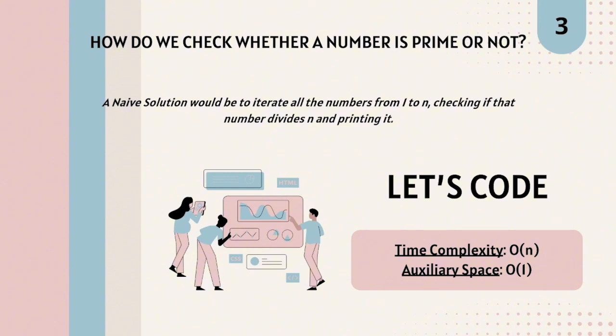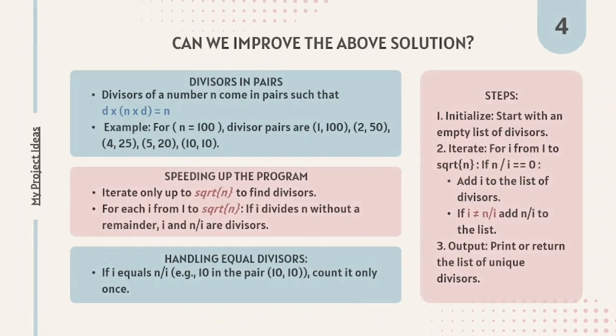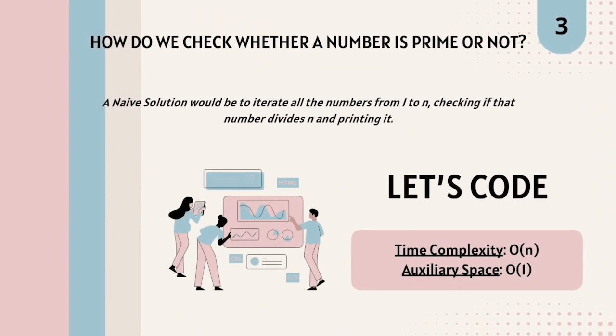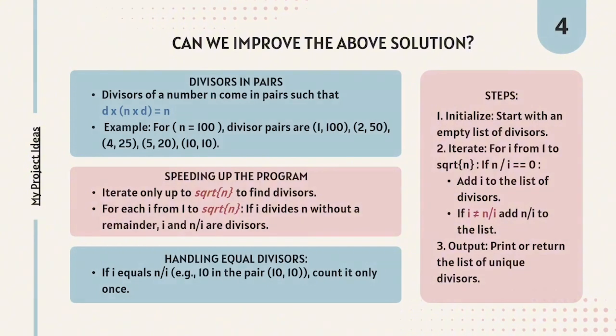Just check out the code which I have written. You'll get an idea. Next, can we improve the above solution, guys? So the time complexity here was big O of n. So can we improve the time complexity? Can we decrease the time complexity? So let's find out the answer.